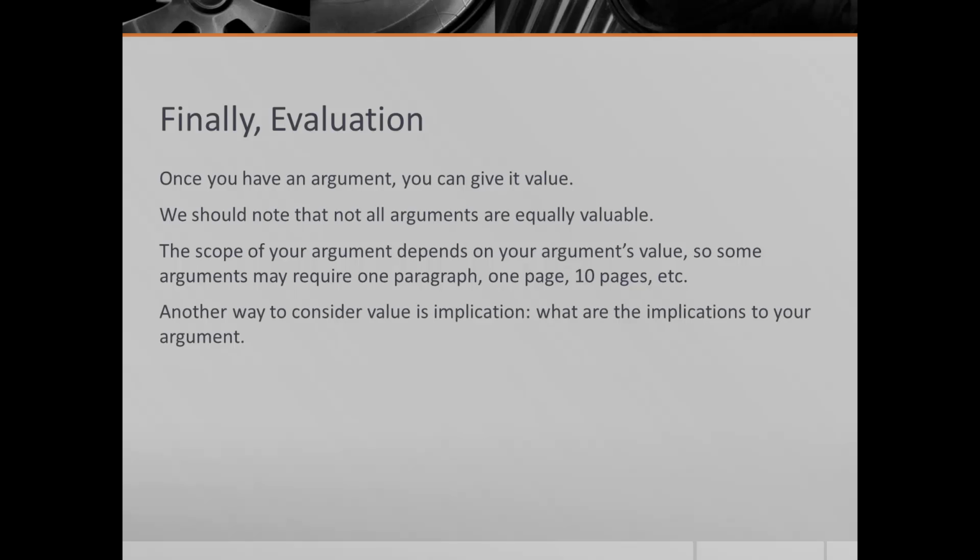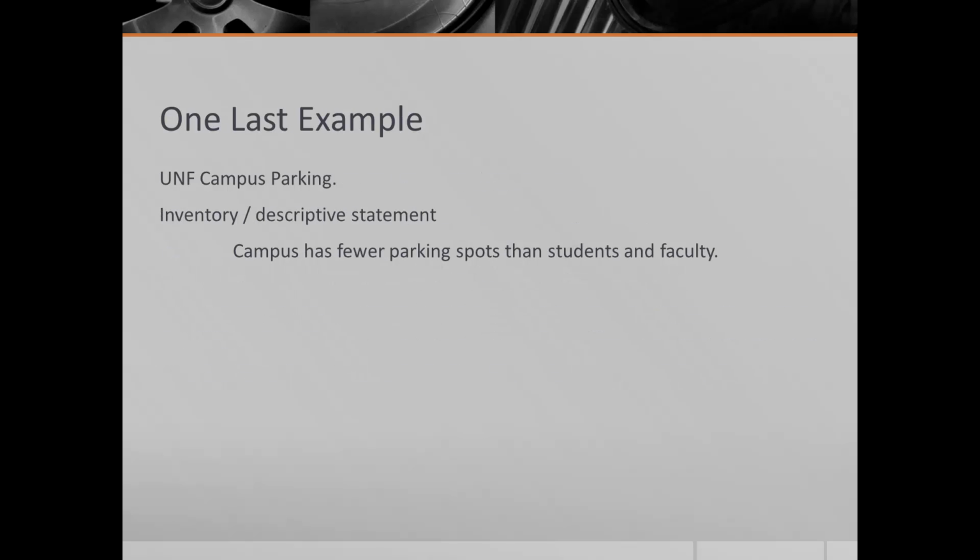Another way to consider value is implication, and you see this language reflected in the course rubric for thesis. When you score a level 3 or 4 thesis, that means you have an analytical statement with at least 1 or 2 implications. That's the value of the statement. I like to think of it in terms of in order to. So this pattern is present in order to, and you can fill in the blank, as you'll see in the next example. UNF campus parking.